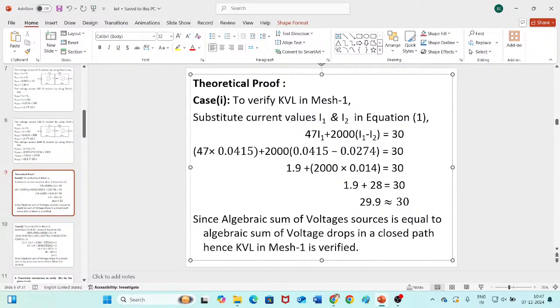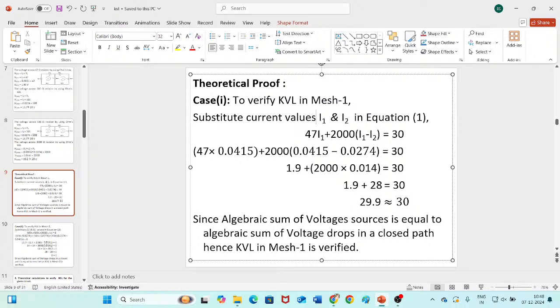Okay, substitute the current values I1 and I2 in equation 1. What is I1? 0.0415. So 47 into 0.0415, plus 2000 into (I1 value 0.0415 minus I2 value 0.0274) equal to 30. Okay, so you just solve it. 47 into 0.0415 is 1.9, and 2000 into, just subtract these two, you will get 0.014.